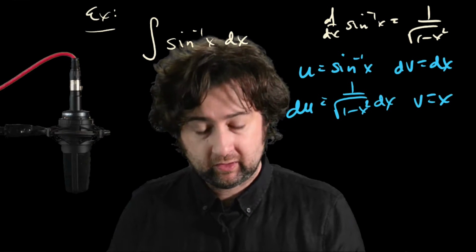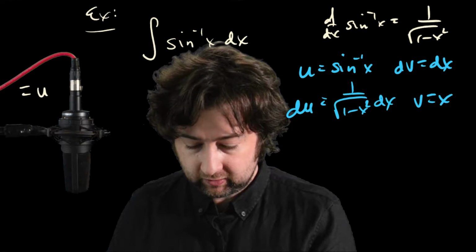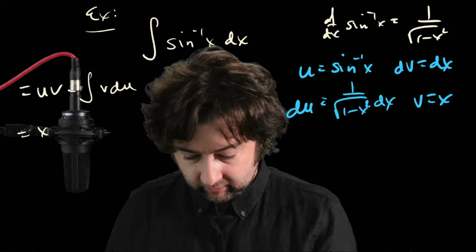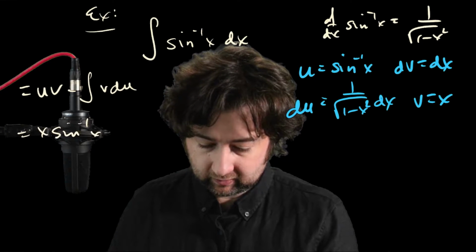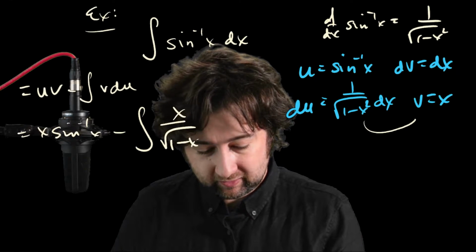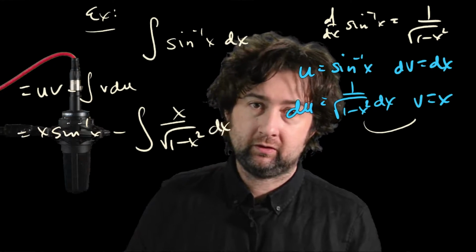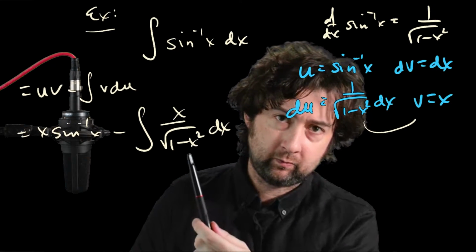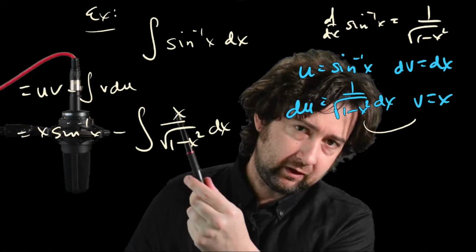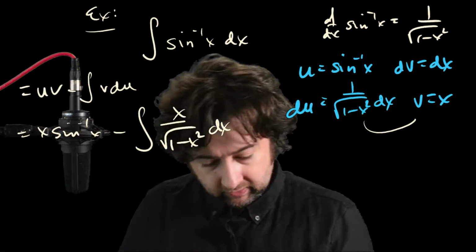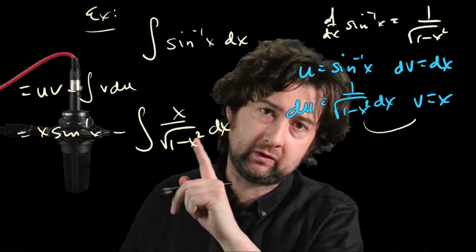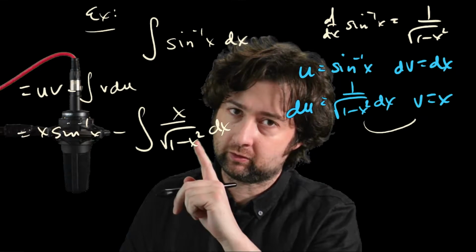Well, look what happens. Using the formula uv minus the integral of v du, you get x times the arc sine of x minus the integral of these functions multiplied together, but you've made a u substitution. You can use u substitution on this integral. So the first step was to use integration by parts to change this integral into something that we can use regular old u substitution on.